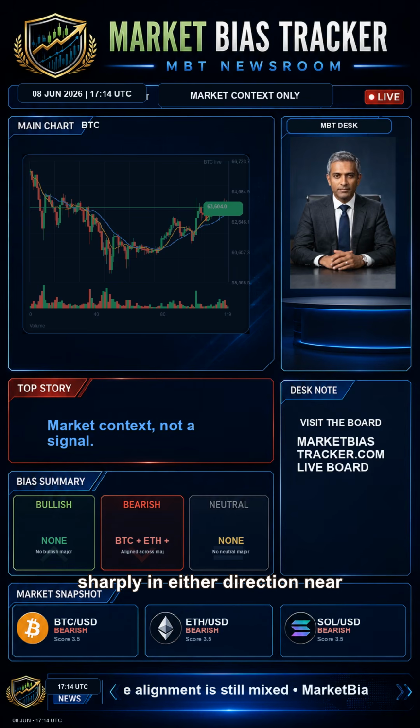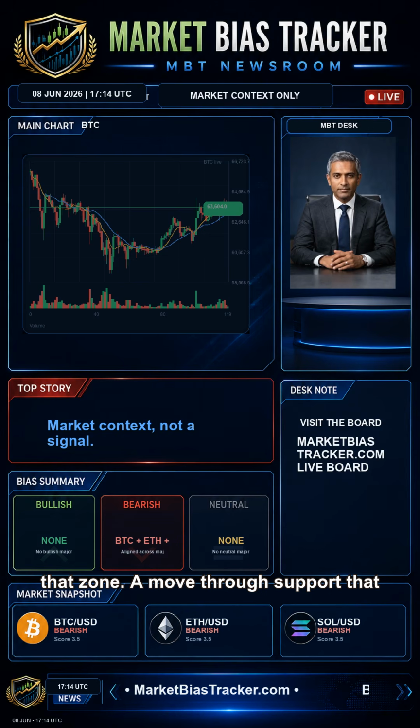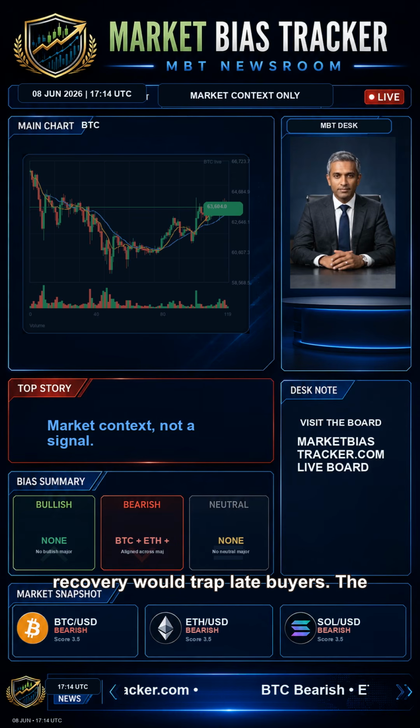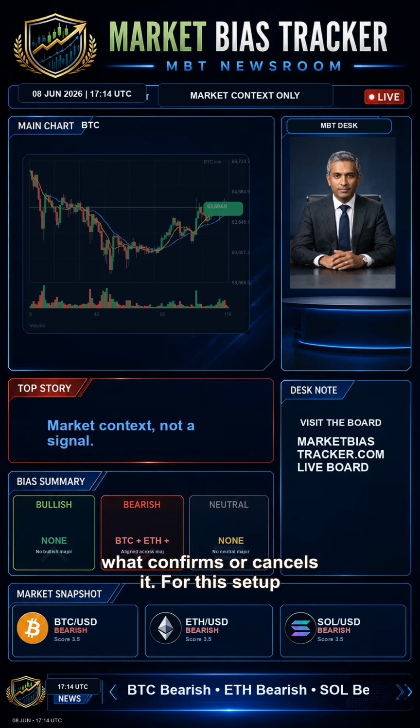When price moves sharply in either direction near a key structure zone, late momentum traders tend to react to the candle before checking what price does around that zone. A move through support that immediately reclaims would trap late sellers. A failure to hold any short-term recovery would trap late buyers. The first move does not define the trap. What price does after the first move is what confirms or cancels it.